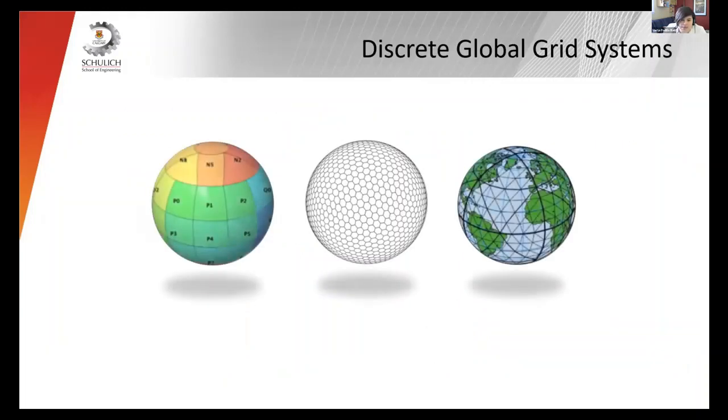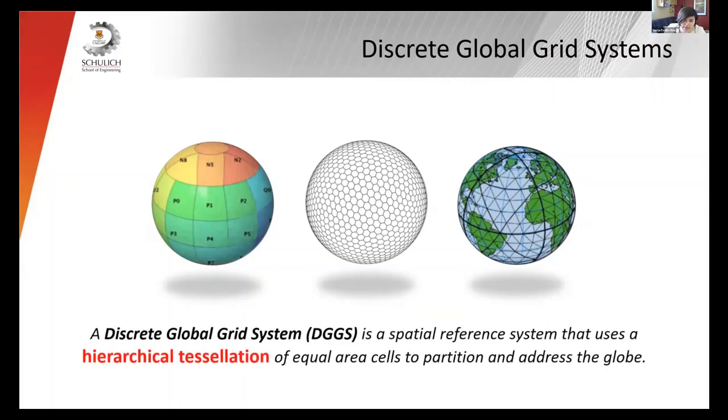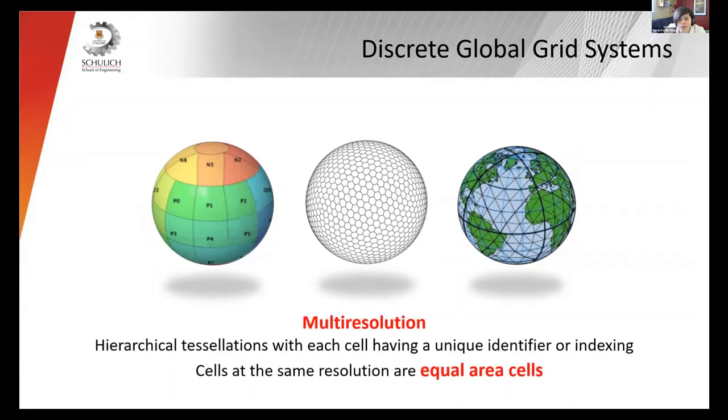So what is the definition of DGGS? A discrete global grid system is a spatial reference system that uses a hierarchical tessellation of equal area cells to partition and address the globe. So it is a multi-resolution system with each cell having a unique identifier or indexing. And an important aspect about this hierarchy is that cells at the same resolution are equal area cells on the surface of the Earth.